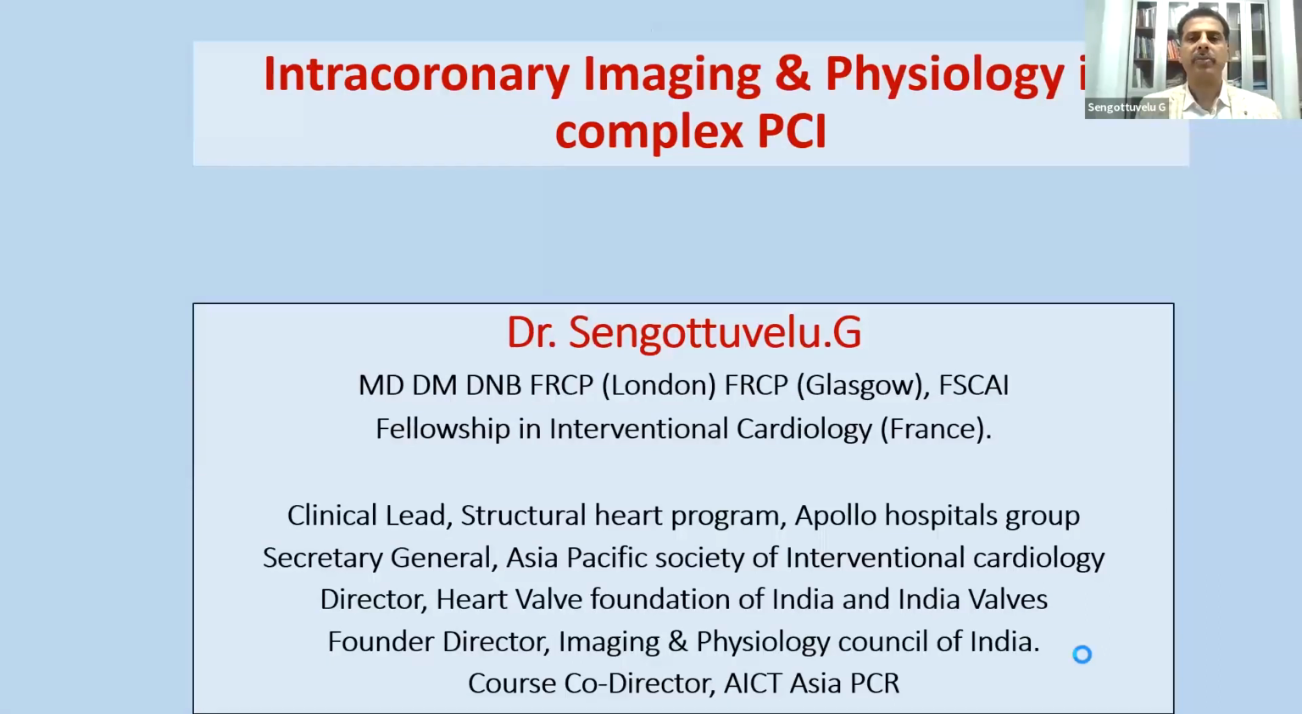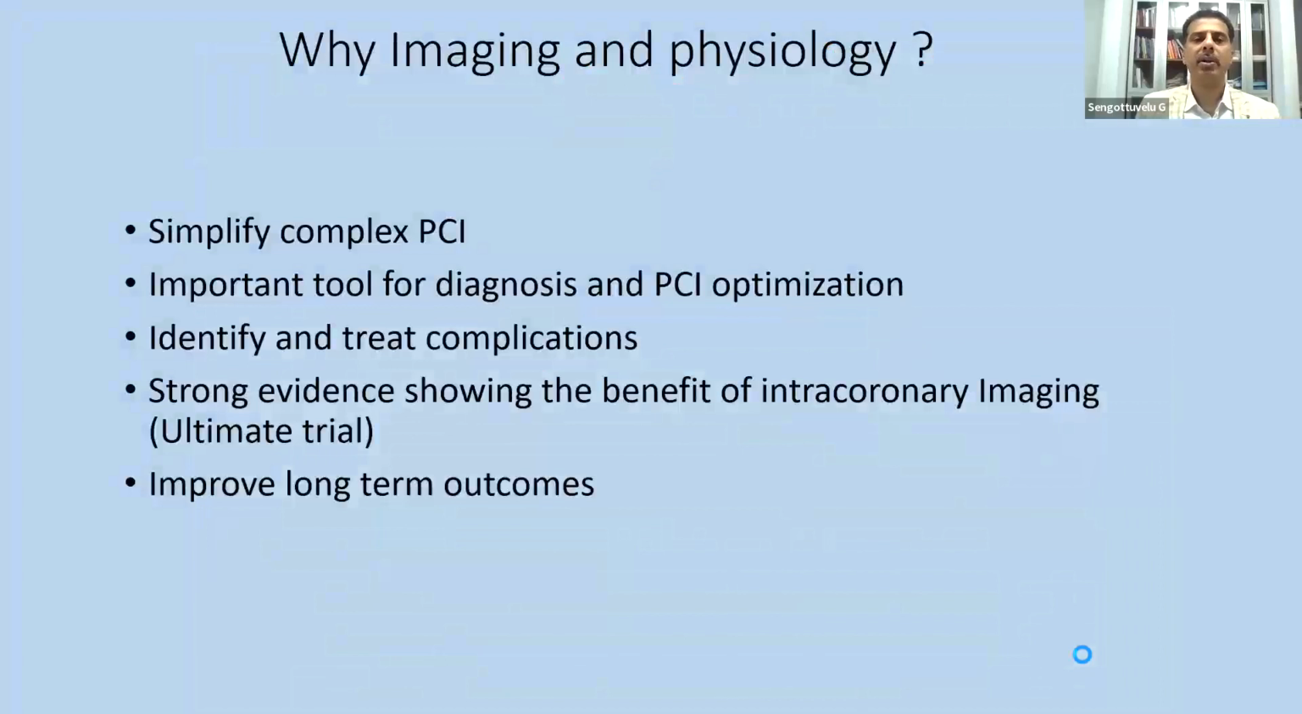So today, my topic would be use of imaging and physiology in complex interventions. Intracoronary imaging and physiology, it's very vital to have these modalities in the cath lab. Why? Because it can simplify PCI. We know we can make more complex anatomical subsets into more simplified ways to treat the most significant lesions, as well as we know it's a very optimal tool for diagnosing the significant lesions as well as optimization.